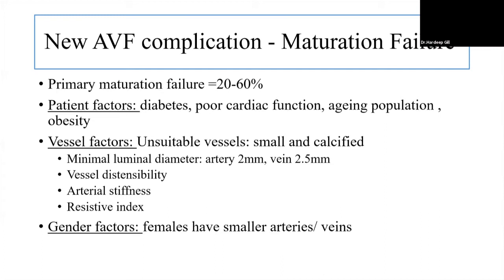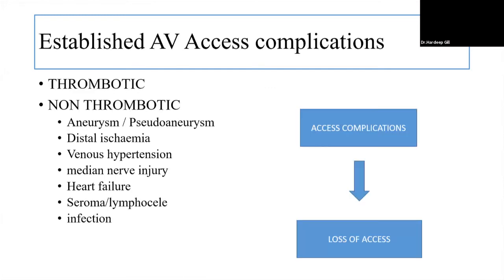Patient factors include diabetes, poor cardiac function, aging population, and obesity. Vessel factors are usually because of unsuitable vessels. They are too small or they are calcified. The minimal luminal diameter that you require to make an AV fistula is that the artery has to be at least 2 millimeters and the vein at least 2.5 millimeters. There has to be good vessel distensibility. Arterial stiffness and resistive index also play a big role in deciding if this fistula is going to mature timeously or not. Females have smaller arteries and veins, hence they tend to have a slightly higher rate of maturation failure.